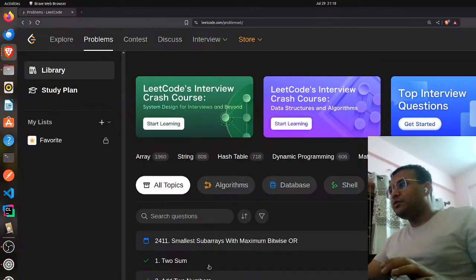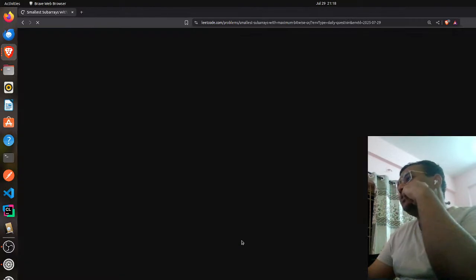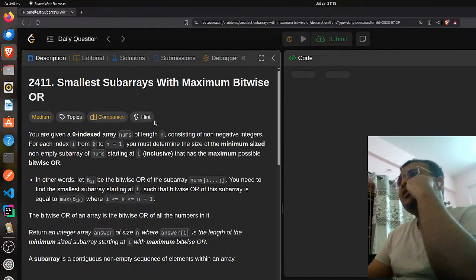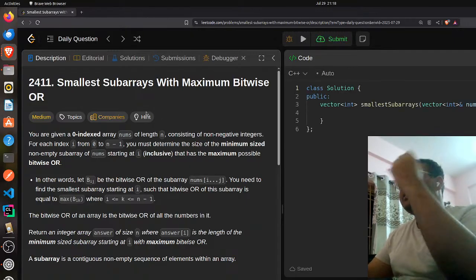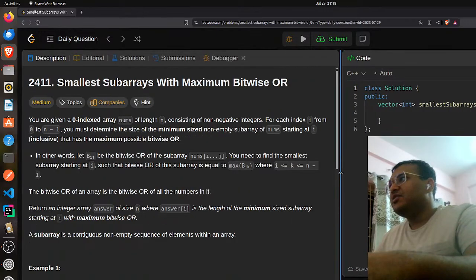Okay, so we'll start with the problem. Smallest subarrays with maximum bitwise OR. This is the Leetcode problem of the day for 29 July.